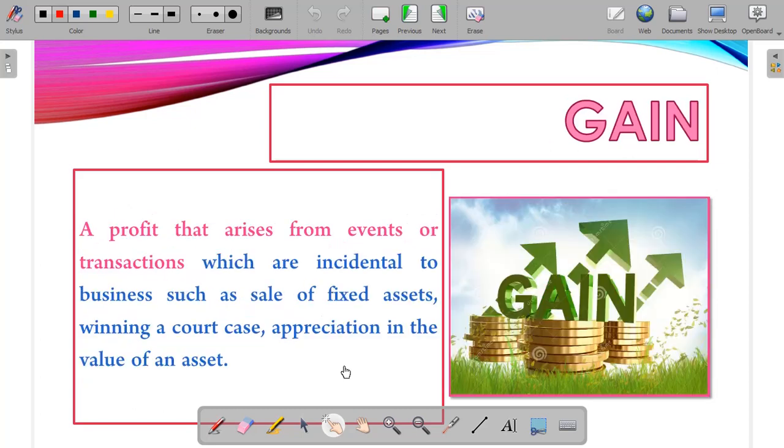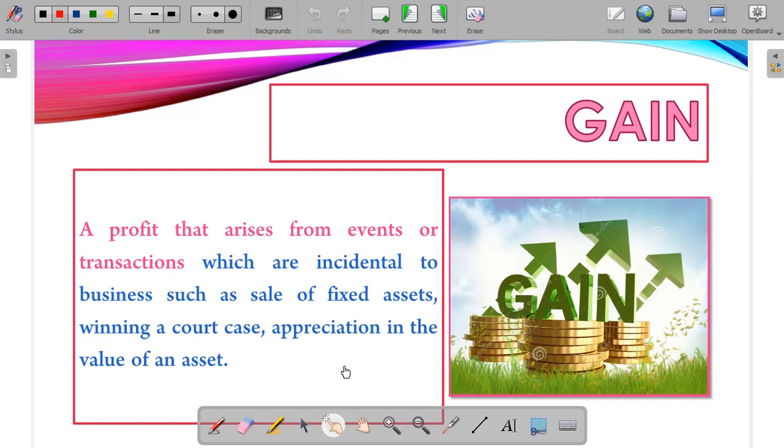The next term which we have to cover is gain. Gain is the monetary benefit, basically the profit or advantage that arises from transactions which are incidental to business. Right, profit is of regular nature, but gains are of irregular nature. We are not going to gain anything in a business on a regular basis. We are not going to earn gain on a recurring basis. This is the major difference between profit and gain.